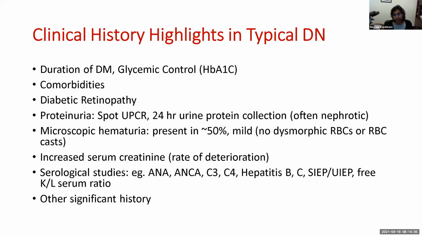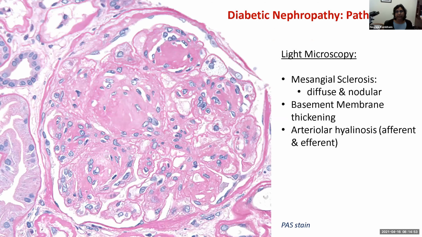And of course, we look at the serological studies like various antibodies, ANA, ANCA, C3, C4, and all of those are also given to us and we take that into account and any other significant history. So what do we see in diabetic nephropathy?